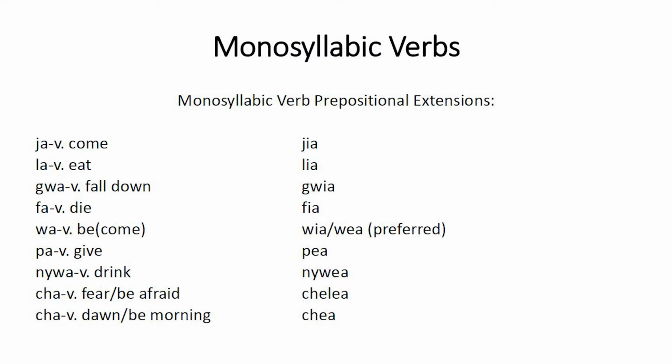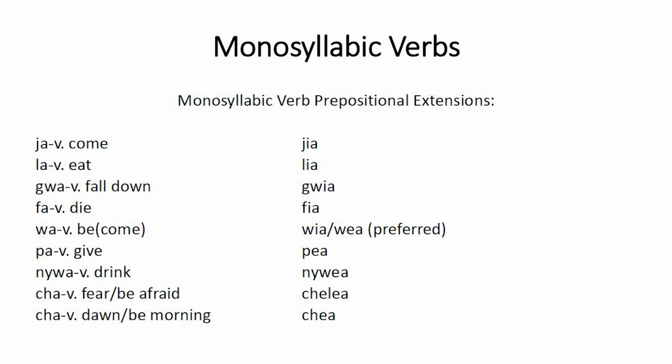Be or become, which is wa, becomes wea or wea. And I put wea preferred on the screen because there's a verb spelled W-I-A that means owe, like you say, I owe her money or she owes me money. You use that verb, wea. So wea would be preferred, but both of them would be correct.